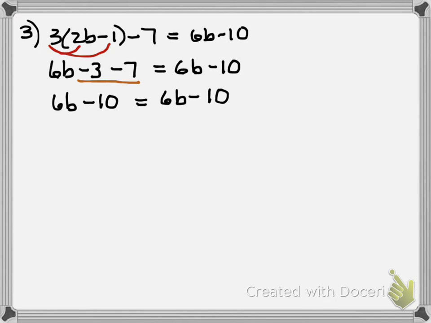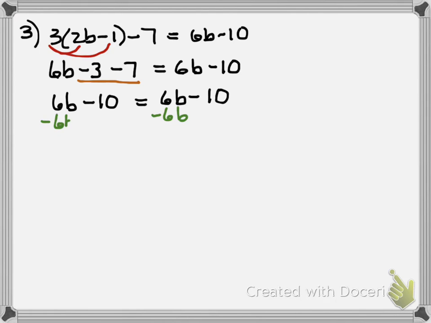Now, look at what we have. What do you notice is kind of unusual here? They're the same on both sides. But let's say we didn't see that. Let's continue on. What am I going to do to get the variables on the left? Anybody? I can't add 6b because he's already positive. I need to do the inverse. So I'm going to subtract 6b from both sides.